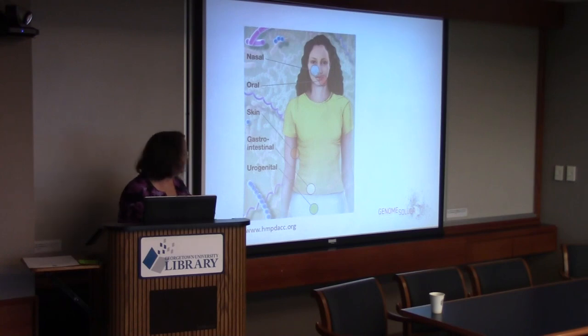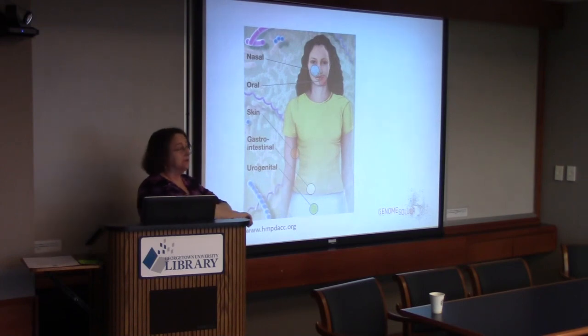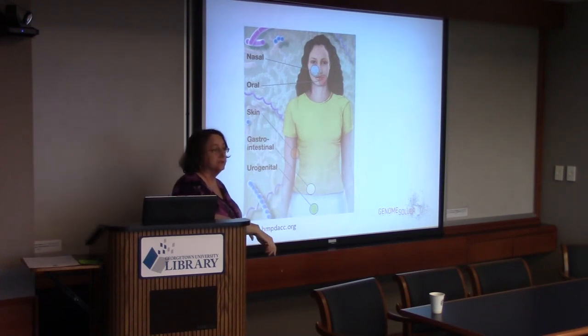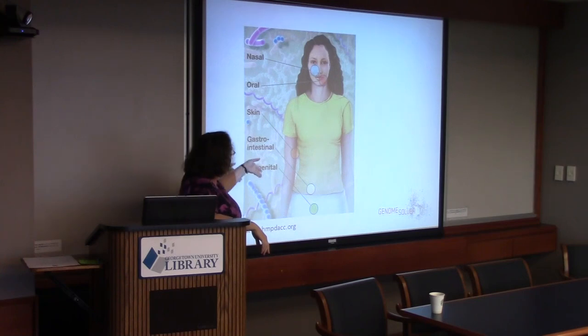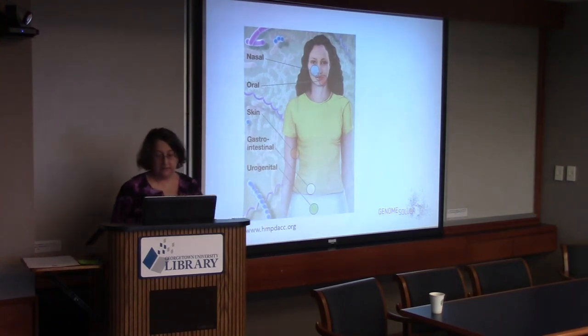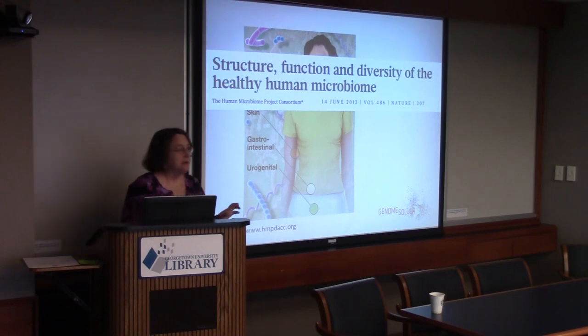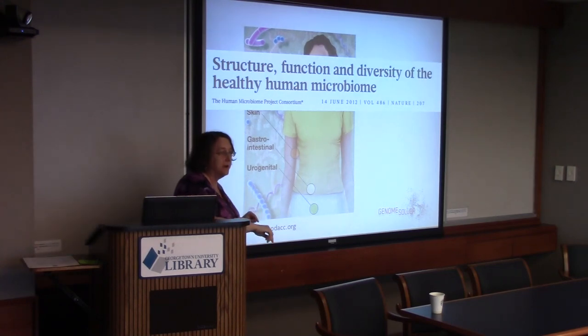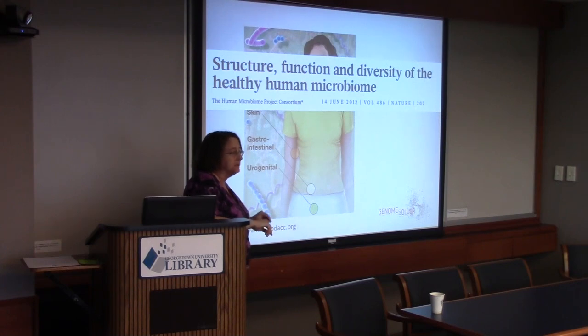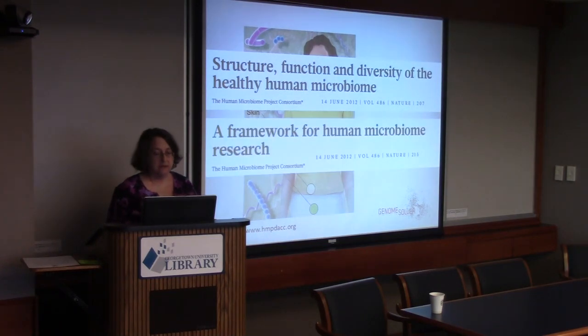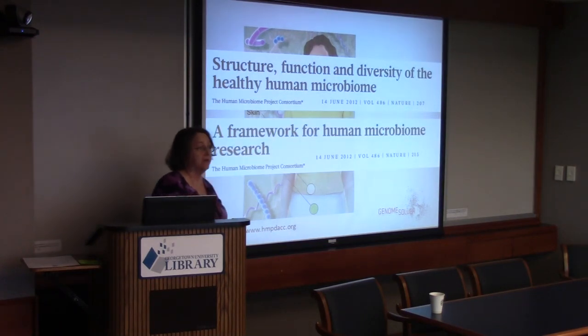Okay, so the Human Microbiome Project is trying to understand the wealth of different organisms that are found on different portions of the human body. So this is listing the sites that have been sampled on different individuals. And in summer of 2012, the Human Microbiome Project Consortium published 16 papers. The two lead ones were in Nature. So here's one of them, and then here's the other one, and then there were a variety of other journal articles that were published.